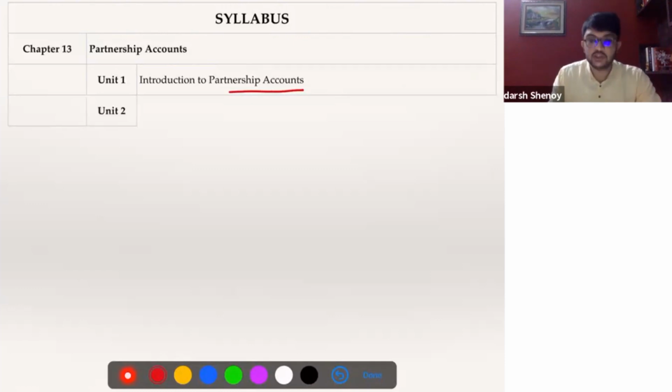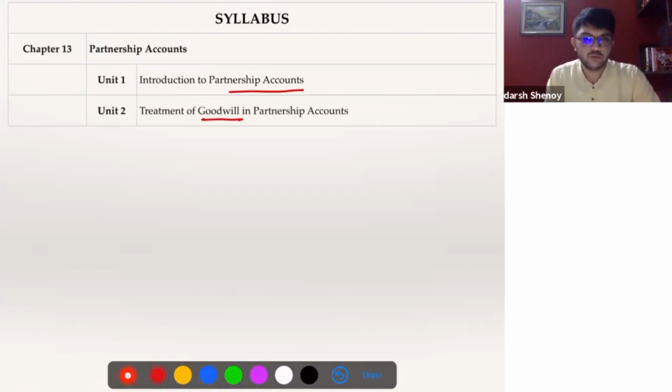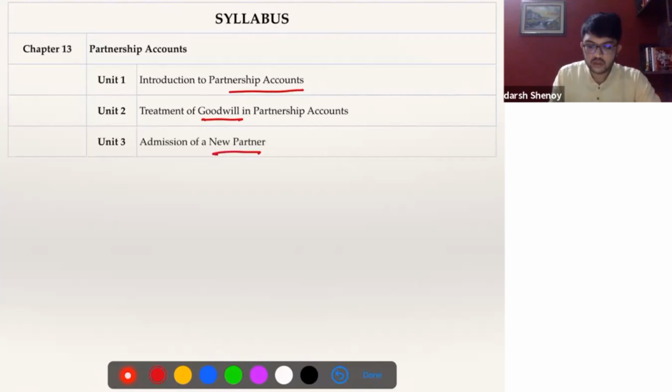Unit 2 is treatment of goodwill in partnership. That is goodwill. This also we have studied. What is goodwill? Reputation of a business. So how do we treat it in partnership accounts? How is it calculated? Different methods and all that. Unit 3, admission of a new partner. This is admission of a partner. Then retirement of a partner. Retirement. This also we've studied.